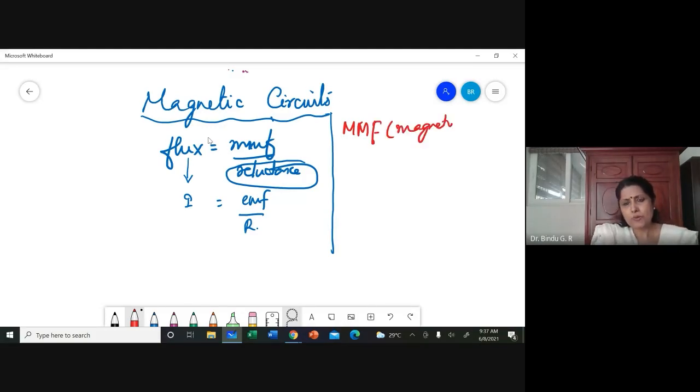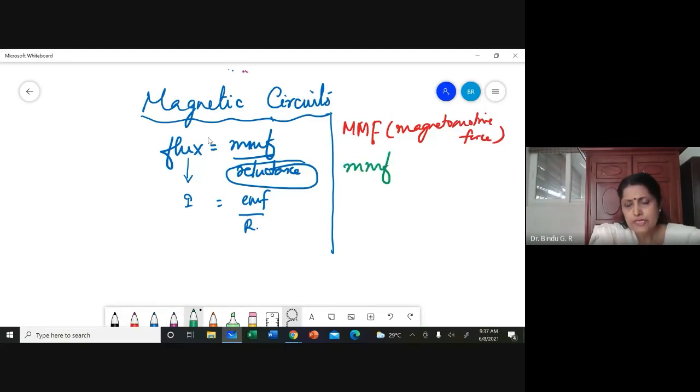Magnetomotive force. Okay, so how can you define MMF? MMF is something just like EMF, which drives or tends to drive magnetic flux through a magnetic circuit. EMF is something that makes it possible for electric current to pass through an electric circuit. Similarly, MMF, or magnetomotive force, is something that drives or tends to create a flux in the magnetic circuit.